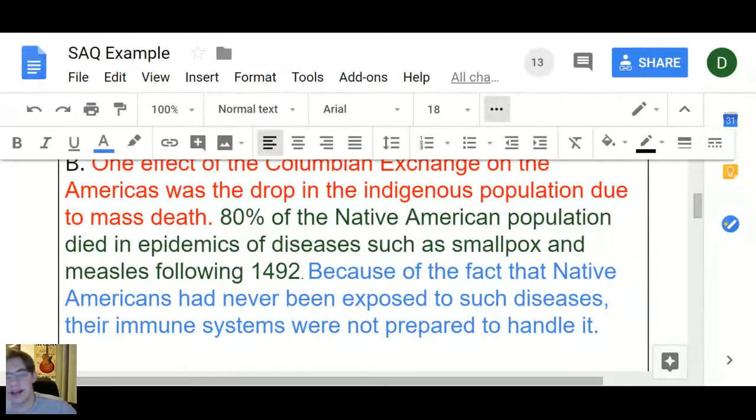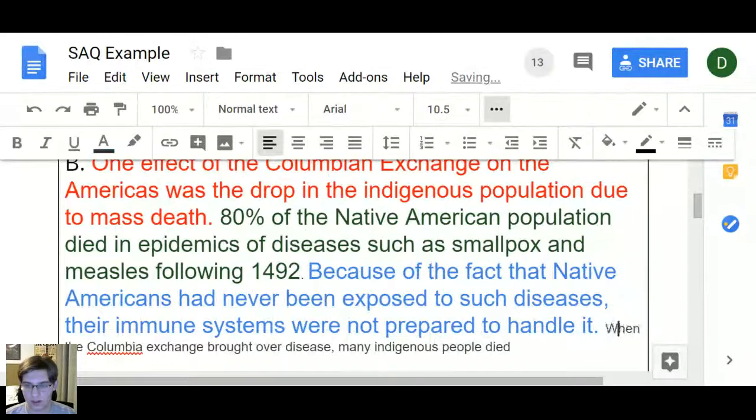But now try to connect that to the Columbian exchange. So say something along the lines of, the Columbian exchange did this. I mean, something more elaborate than that, but along the lines of, this was because of the Columbian exchange. So when the Columbian exchange brought over diseases, many indigenous people died. That's pretty much something like that.